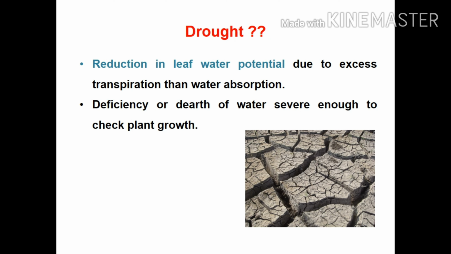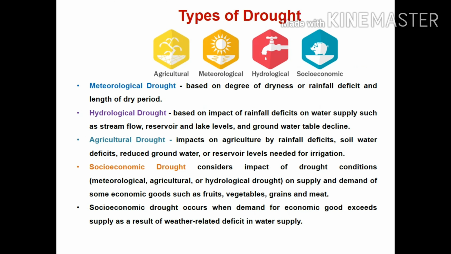Then next, the drought. The drought is the reduction in leaf water potential due to excess transpiration than water absorption. Deficiency or dearth of water severe enough to check plant growth. And there are four types of drought: the meteorological drought, that is based on degree of dryness or rainfall deficit and length of dry period. Hydrological drought is the impact of rainfall deficits on water supply, such as stream flow, reservoir and lake levels, and groundwater table decline.